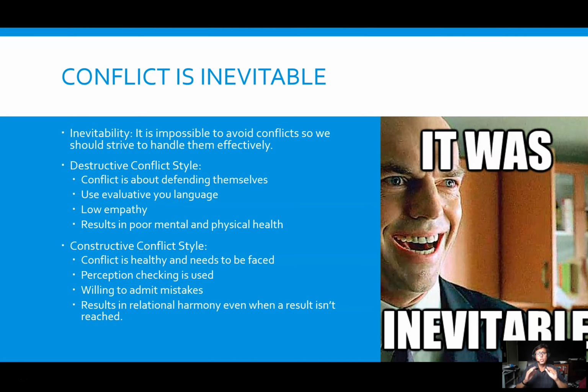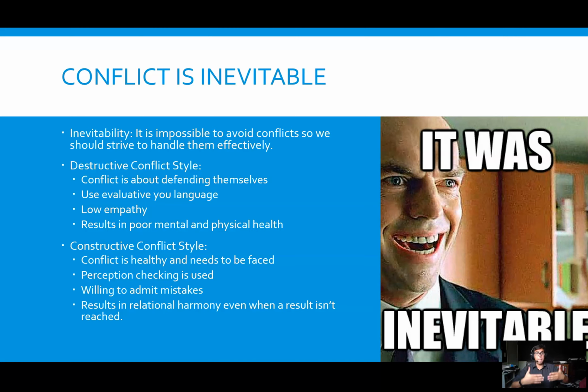Constructive conflict styles result in relational harmony when things are satisfied, but even when a result isn't reached. Let me say that again. When a result is not reached in constructive conflict styles, it can still improve relational harmony. Because I have shown value.